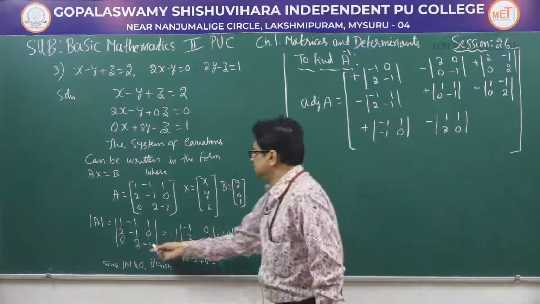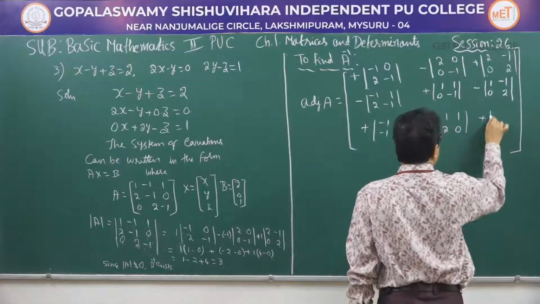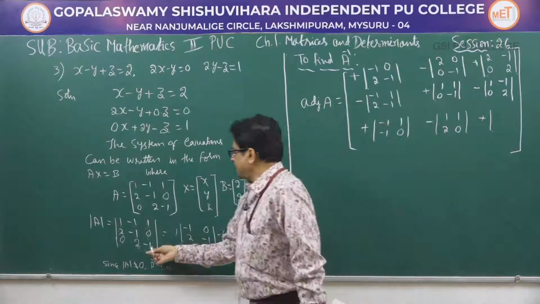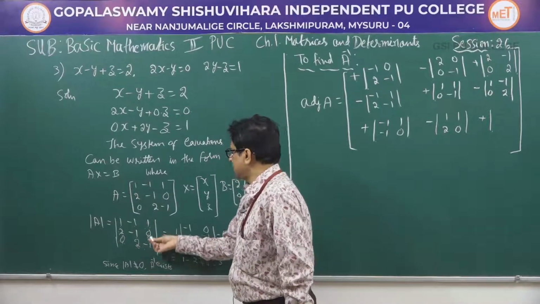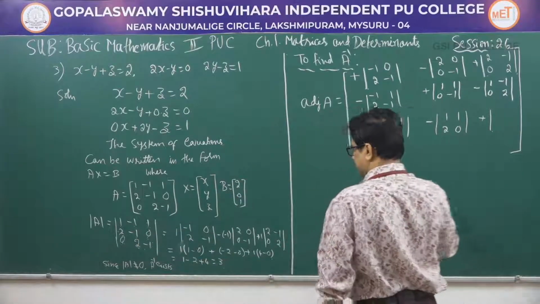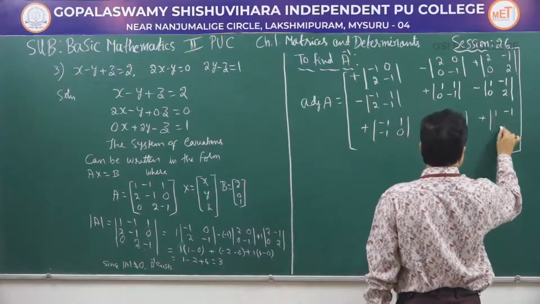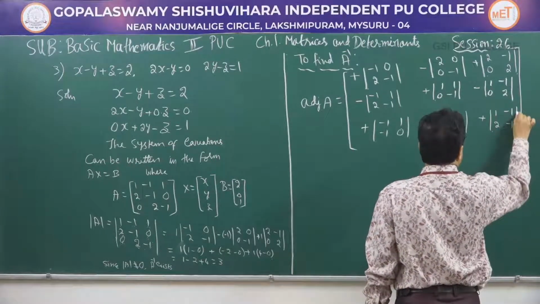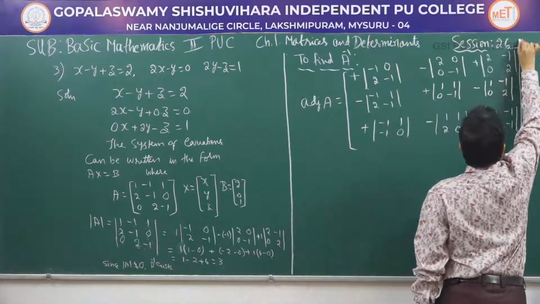Next we shall find the cofactor of -1. First we shall write the sign of the cofactor, plus. So, -1 lies in the third row, third column. We eliminate the third row and third column and take the determinant of the remaining elements. That is determinant of 1, -1, 2, -1. And we have to write the transpose.